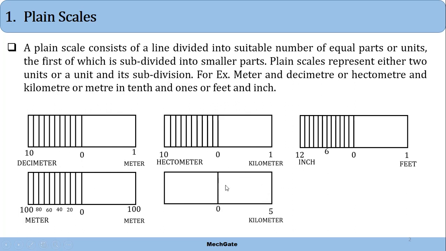Let's say this is the 5 kilometer, right? So this division indicates kilometer in terms of 5, 10, 15, 20, and on the left side I have to represent kilometer 1, 2, 3, 4, so that I have to divide this into 5 equal parts. So this way we can represent two units using a plain scale.